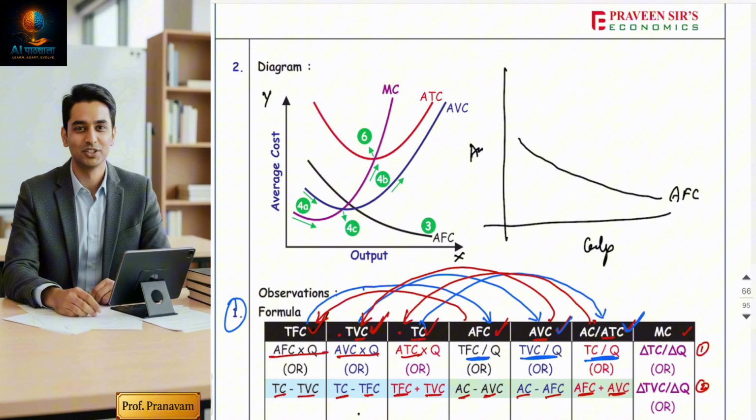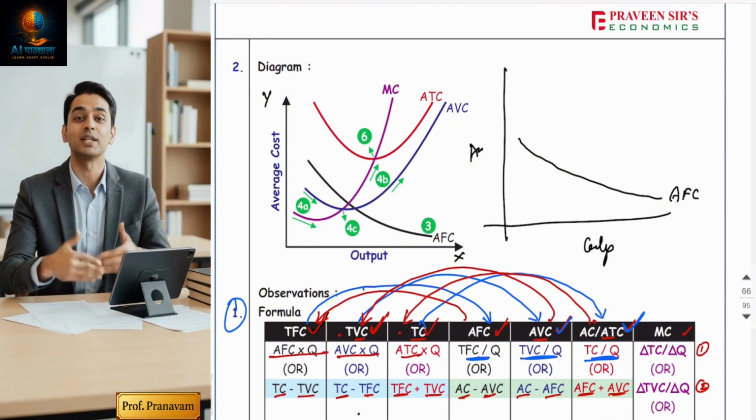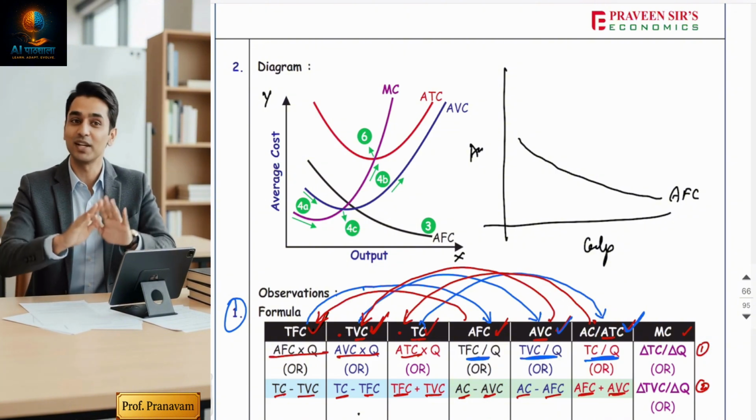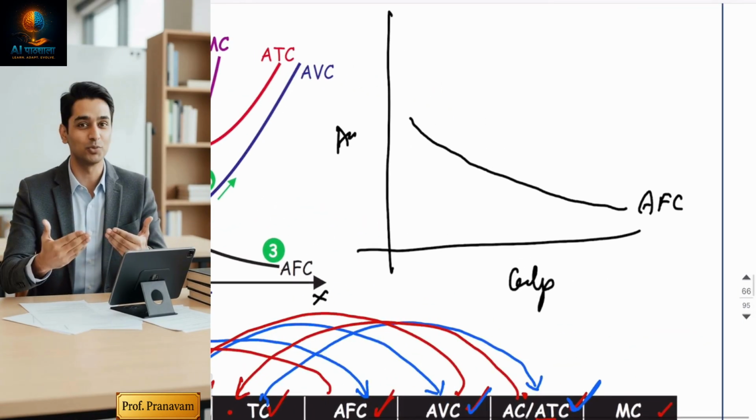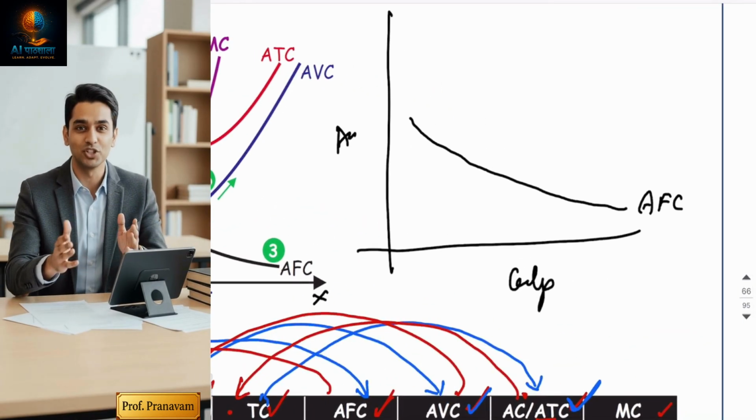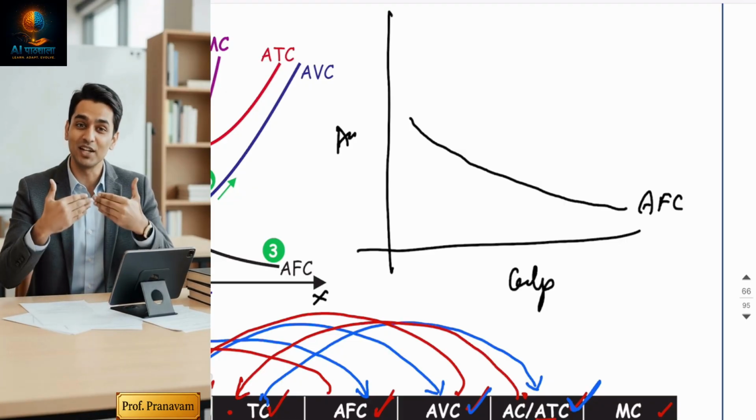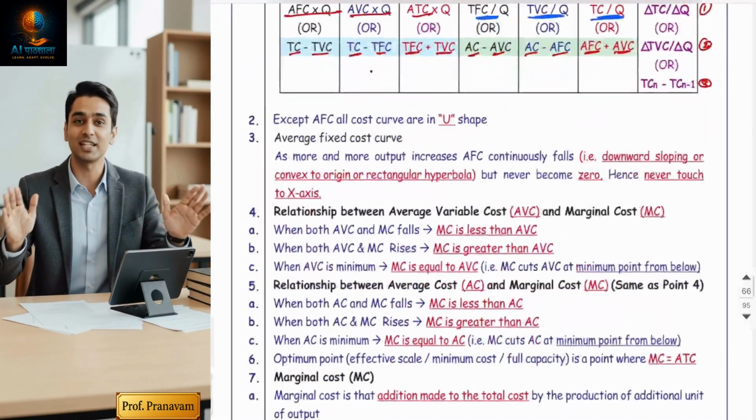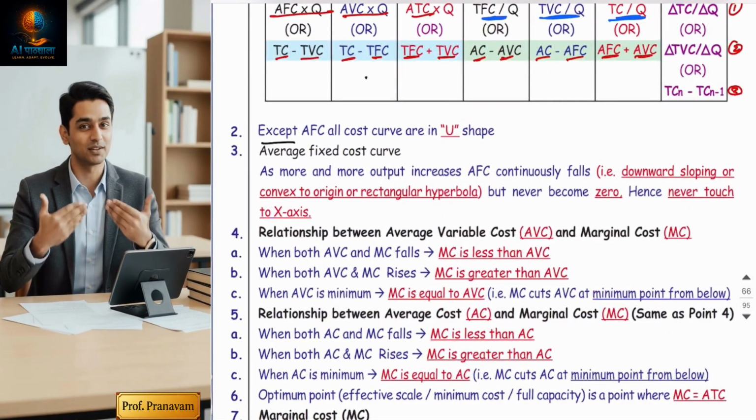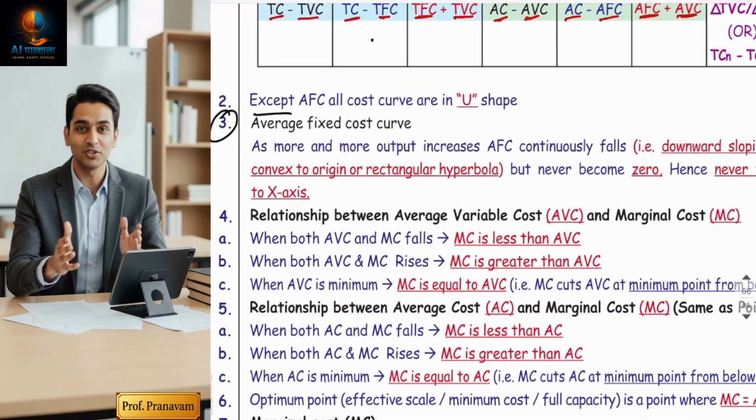Average fixed cost and output have an inverse relationship. But average fixed cost will never become zero, never touch the x-axis. This is my second point for MCQs. Now, except AFC, sorry, first come to the third point.